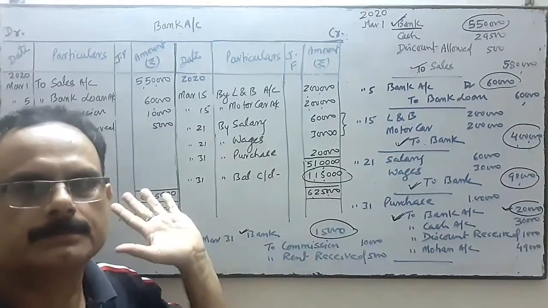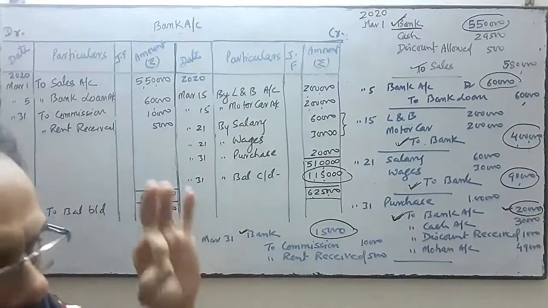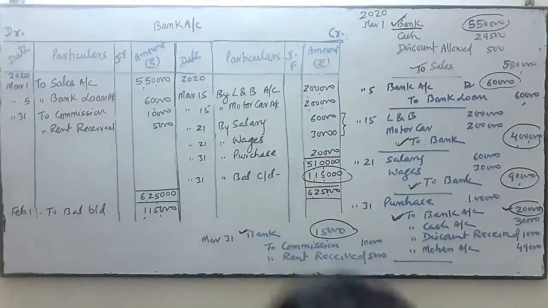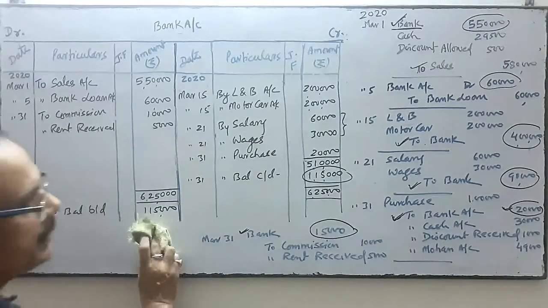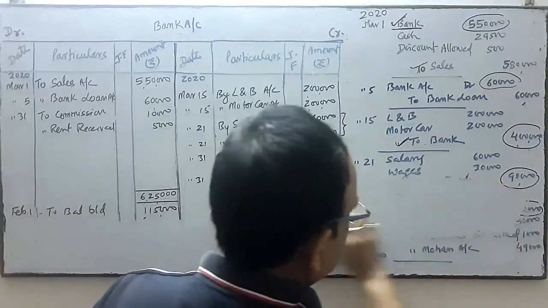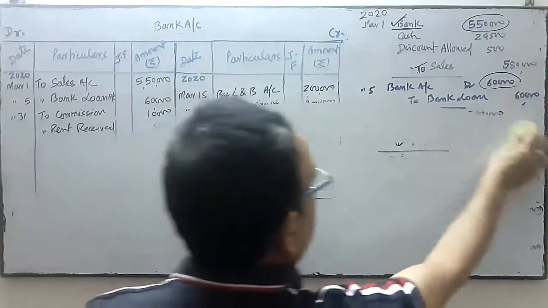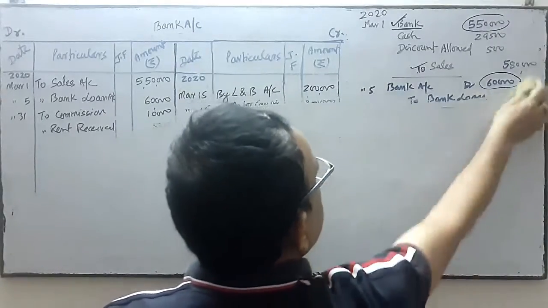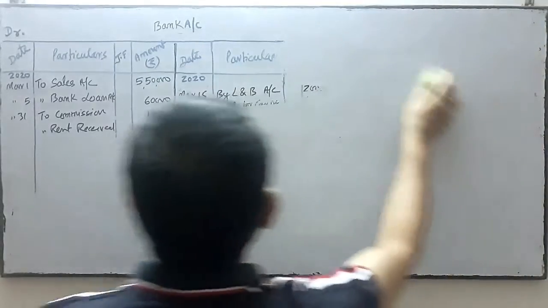So if you know the posting of one particular account, the same method is applied in the posting of every account. So ledger is quite simple. You prepare the ledger of each and every account. Is it clear? Each and every account. You prepare the ledger of each and every account and find out the balance.